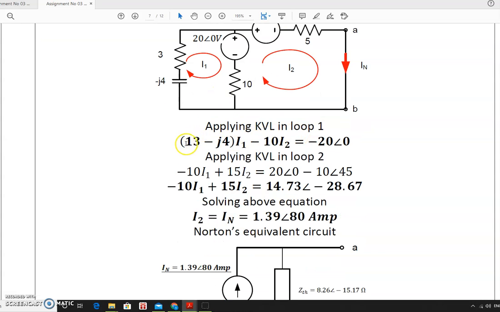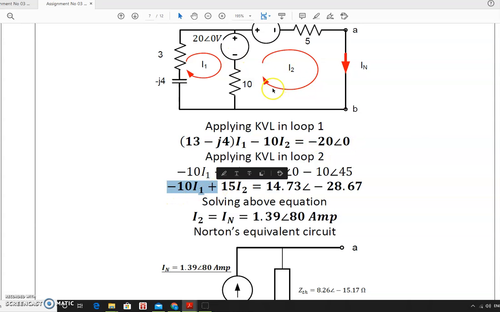I will get the first equation, 10 plus 3, 13 minus J4 I1. 10 is the common in between these two. So I1 and I2 are in opposite direction. So it is a minus 10 I2 is equal to, this arrow is indicating minus 20. So it is a minus 20.